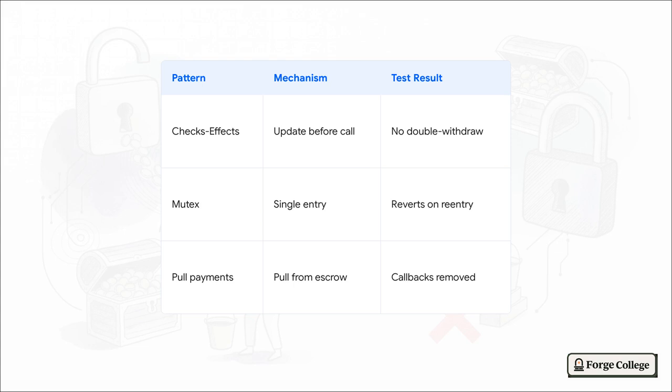We have 3 primary ways to lock down the vault, and each one tackles a completely different part of the exploit surface. First up, the checks effects interactions pattern. The mechanism here is super simple. Update your internal balances before you make any external calls. The expected test result? 0 double withdrawals. Second, we have the mutex pattern. This basically allows only a single entry into the function. If an attacker tries to re-enter, the contract immediately reverts. And third, pull payments. Instead of pushing funds out, you have users pull funds from an isolated escrow, which completely removes push-related callbacks from your sensitive logic.